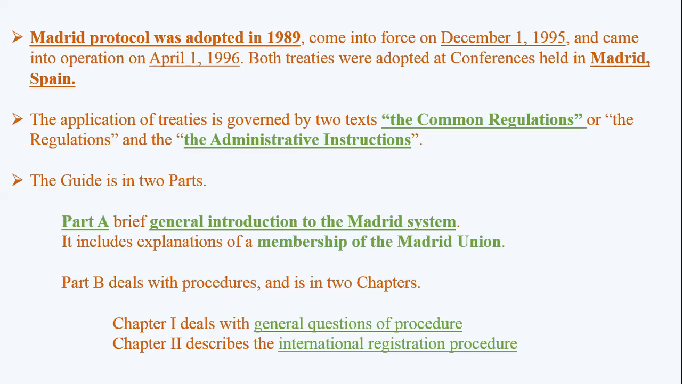Mainly in the common regulations, a brief general introduction to the Madrid system is given. Again, it includes an explanation of how a state can become a member of the Madrid Union, in part A. Then part B deals with the procedure, and it is again in two parts.